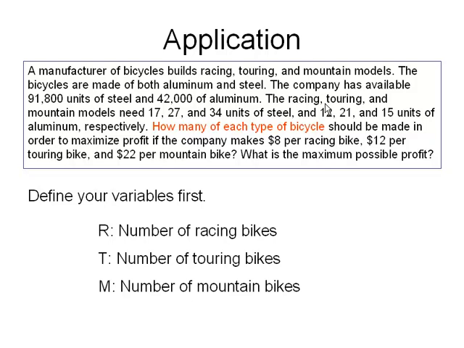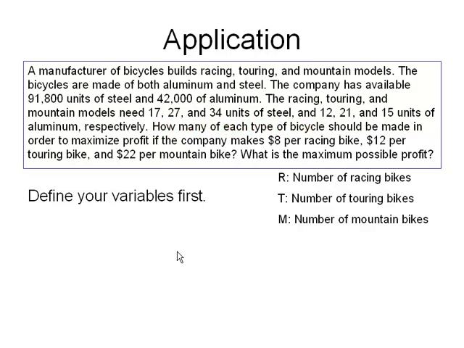I could call them x sub 1, x sub 2, x sub 3, but why don't we just call them R, T, and M, because that corresponds then to racing, touring, and mountain. And notice I've included also that it's the number of bikes, not just some other attribute that goes with these bicycles like the profit or something else. So let me write those over to the side here.